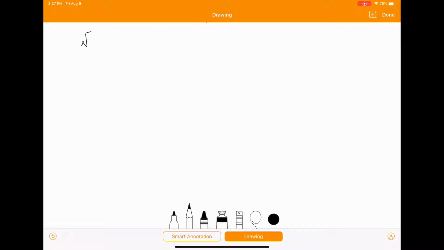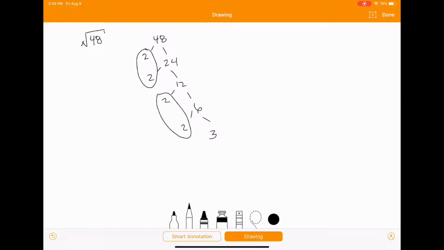Now, if you have the square root of 48, run a prime factorization, so 2, 24, 2, 12, 2, 6, 2, 3. Circle any pairs. So in this case, we've got 2 sets of 2. So on the outside, we're going to have 2 times 2, then our square root sign, and then 3. So the square root of 48 is actually equal to 4 square roots of 3.